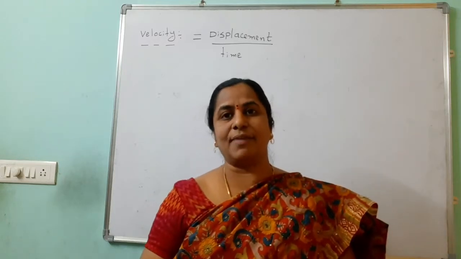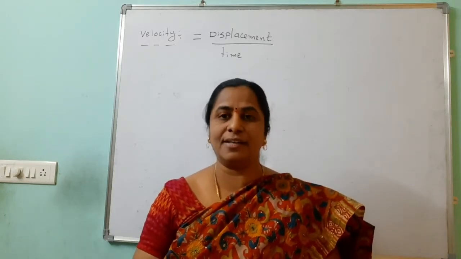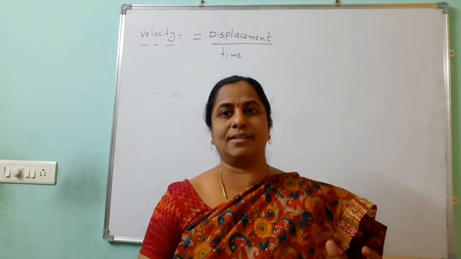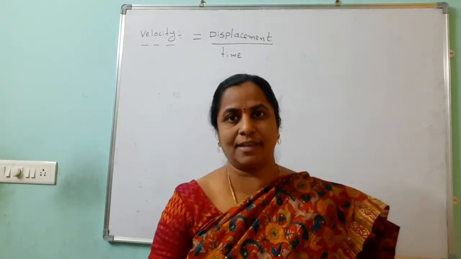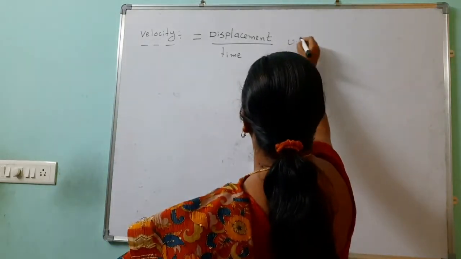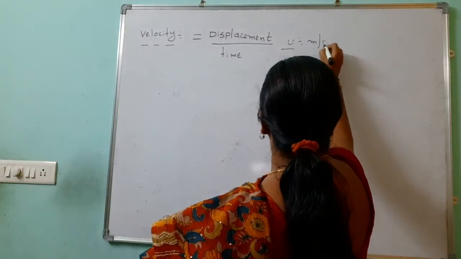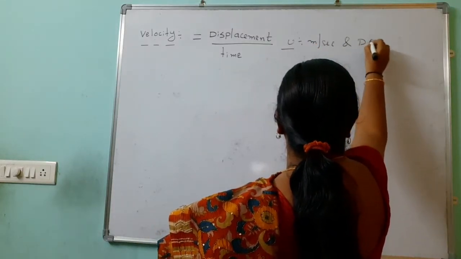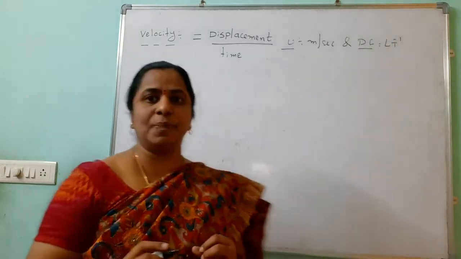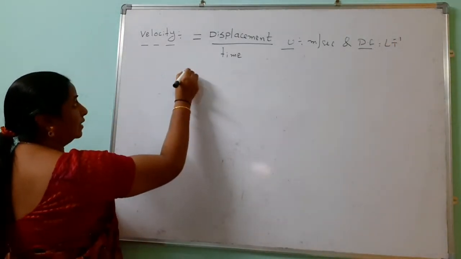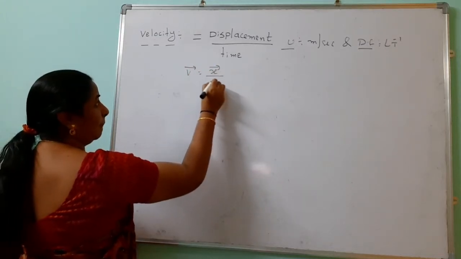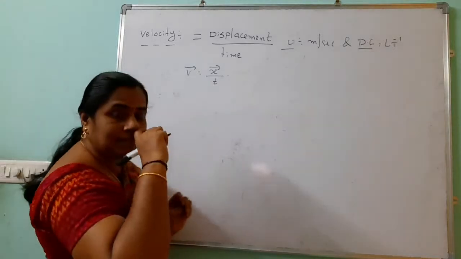Here displacement is a vector quantity. It has both magnitude and direction. So velocity is also a vector quantity. We measure velocity in meters per second or in kmph. The unit for velocity is meters per second and the dimensional formula is L T power minus 1. It is a vector quantity, so V bar equals x bar by t. This is the general formula for velocity.